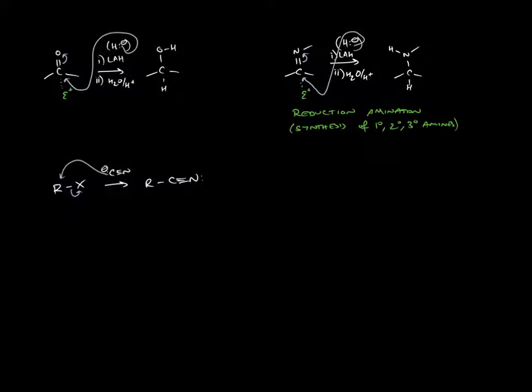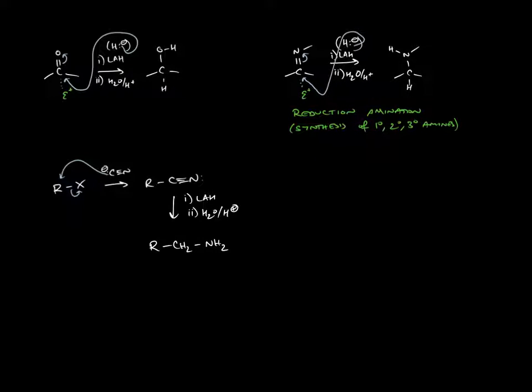So just like we could reduce a C double bond N with LAH followed by water, we could also reduce a C triple bond N by adding LAH followed by water or acid. This would turn that C triple bond N into a C single bond N and add two hydrogens on the carbon and two hydrogens on the nitrogen.